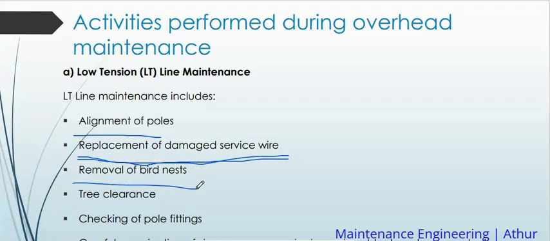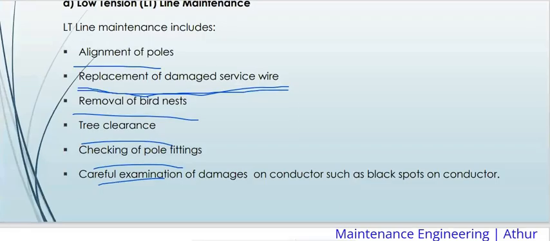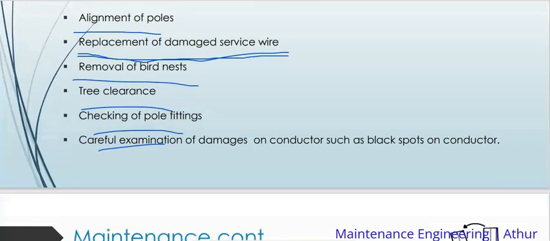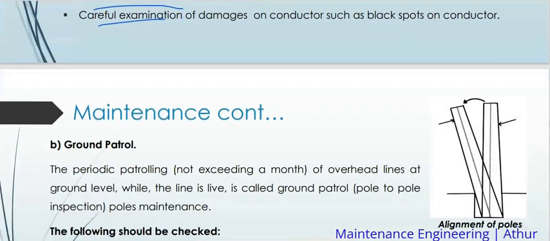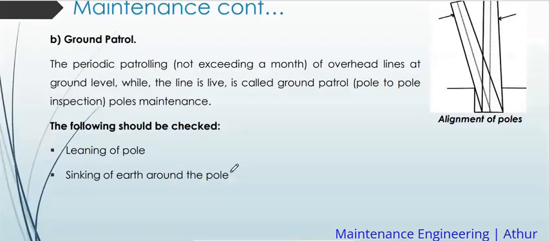We have tree clearance, checking the pole setting, careful examination of damages and conductors such as black spots on conductors. All those are the things that we do. We have ground patrol, the periodic patrolling, not exceeding a month, of overhead lines at ground level while the line is live. It is called ground patrol.